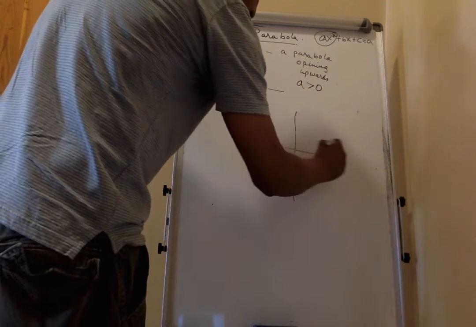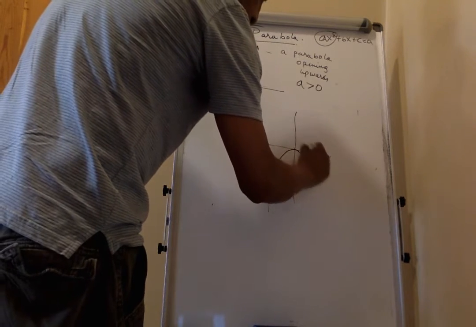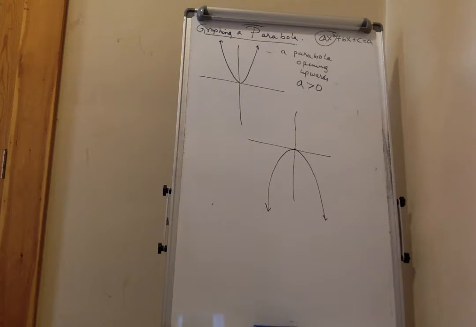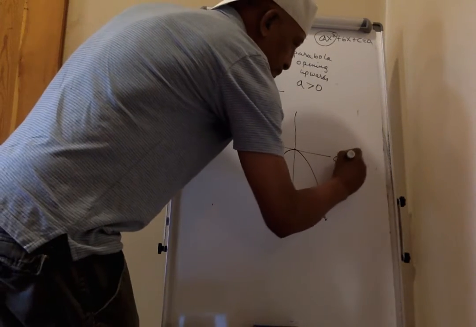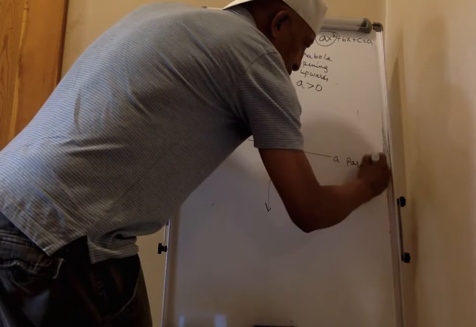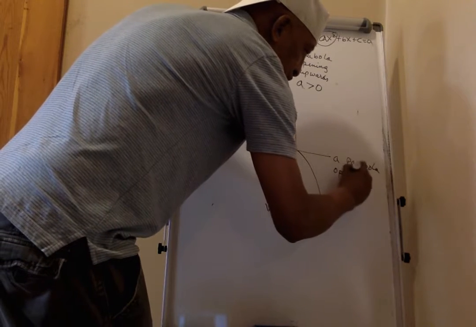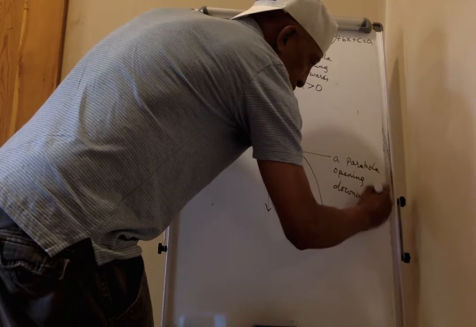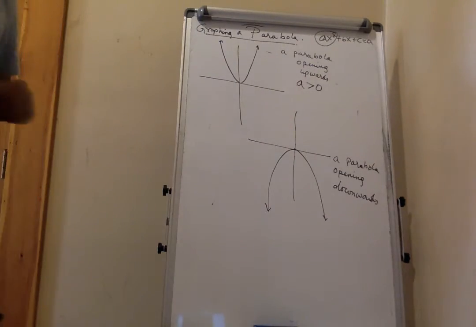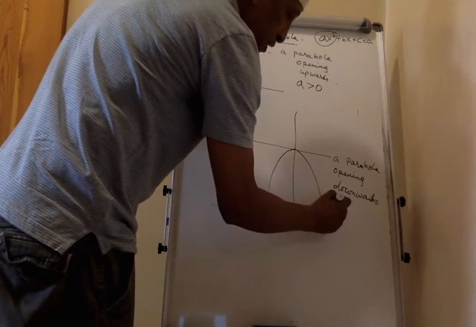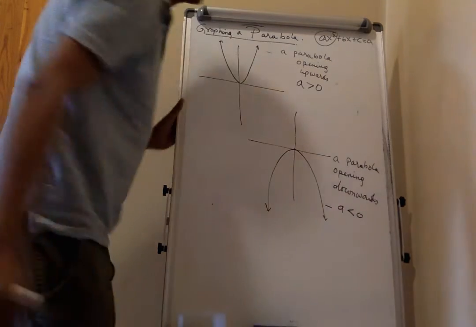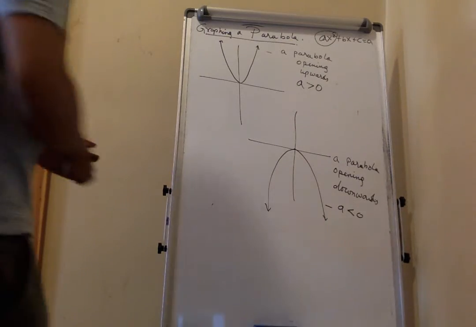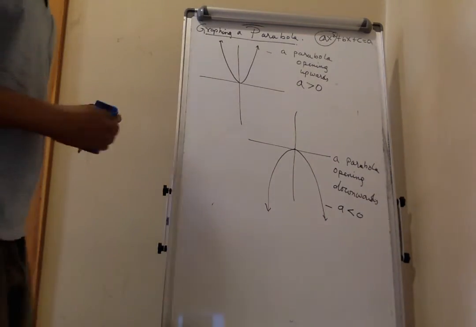Now I have another parabola, and this one is opening downwards. Okay, this is a parabola opening downwards. Because it is opening downwards, we have the leading term, a, is going to be less than 0. It's going to be a negative number. Okay, so opening up, a greater than 0, opening down, a less than 0.